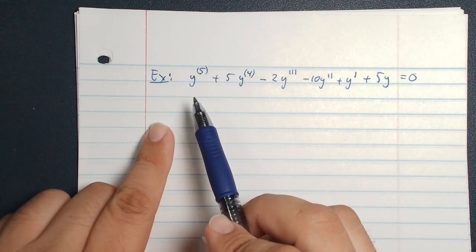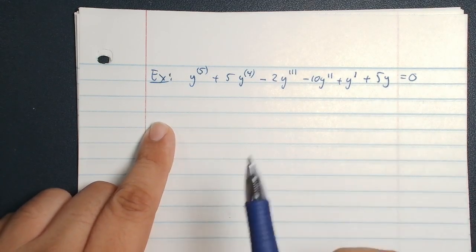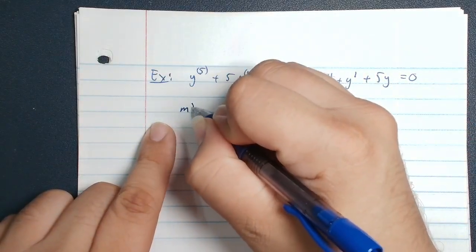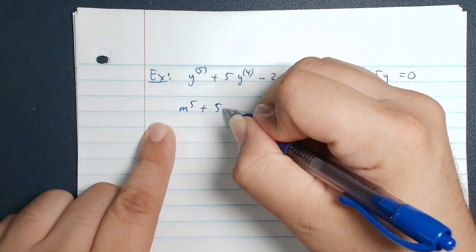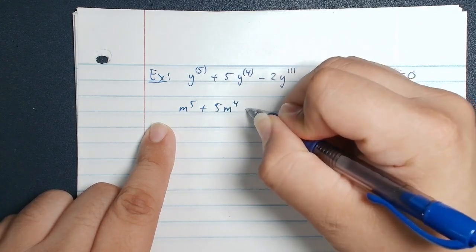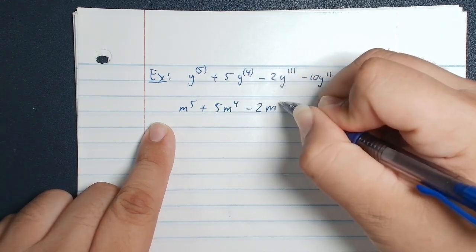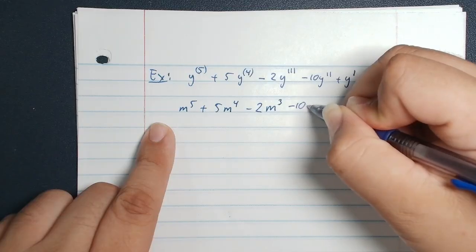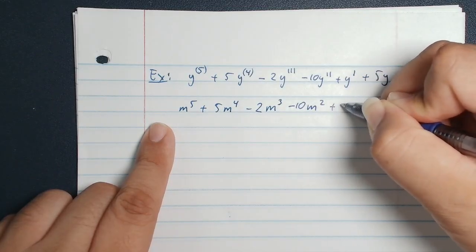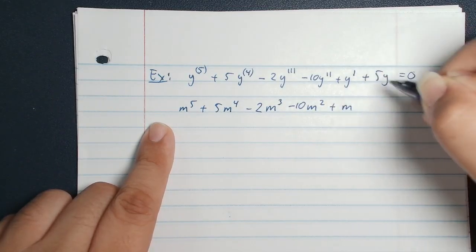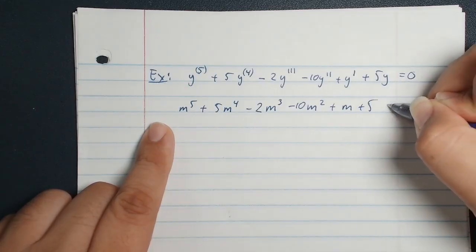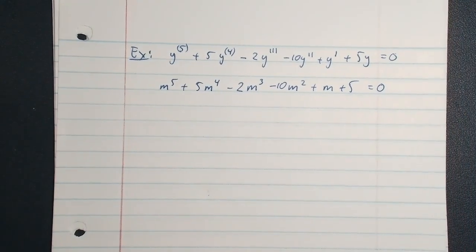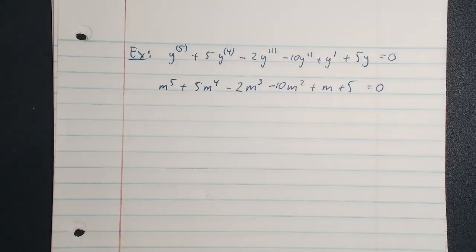First of all, we're going to write this out using a characteristic equation. That's going to be m to the power 5 plus 5m to the power 4 minus 2m to the power 3 minus 10m squared plus m to the first power plus 5 equals 0. Now, to factor this, it would help if I knew a solution.